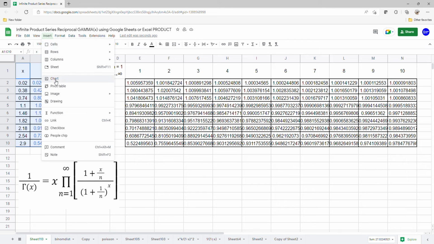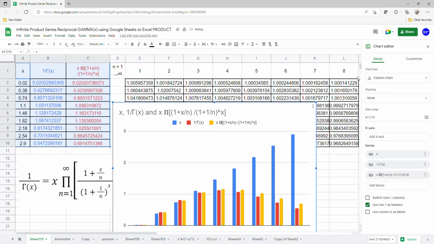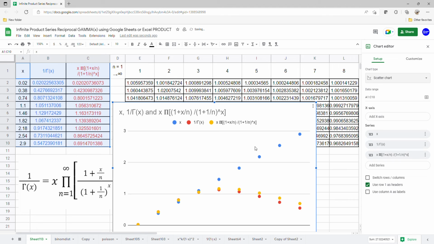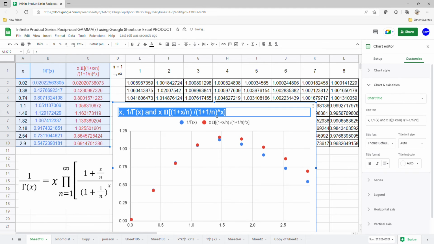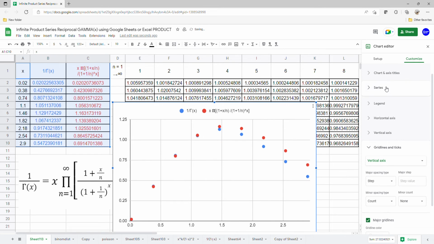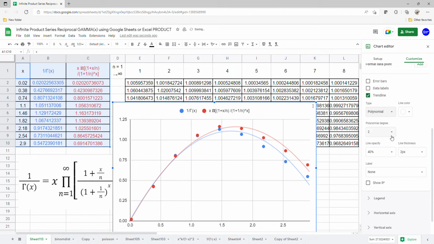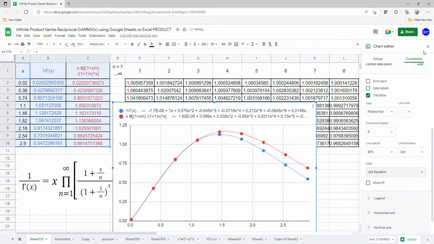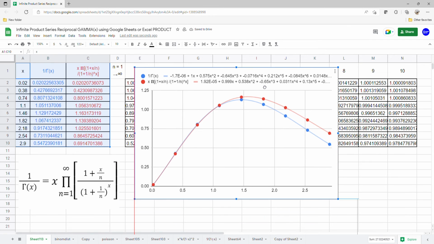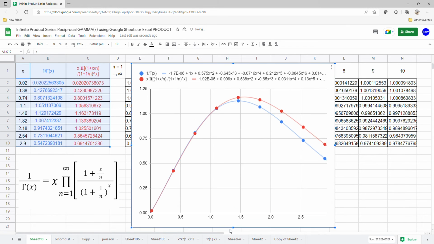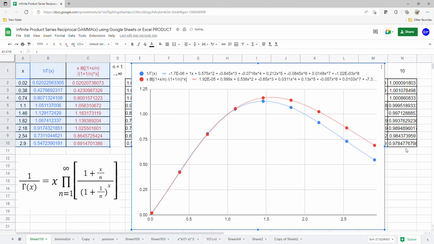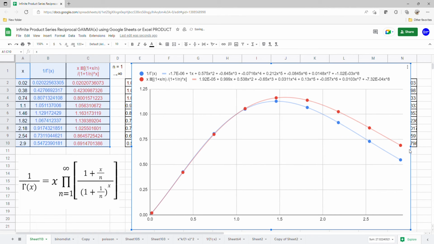Insert chart. And we use scatter chart. Column is label. We don't need the title. We already have. And for the series, we show the trend line. The type, polynomial. For the degree, use 8. And for the legend or label, use the equation. So here's our polynomial of the reciprocal gamma and its infinite product series approximation.